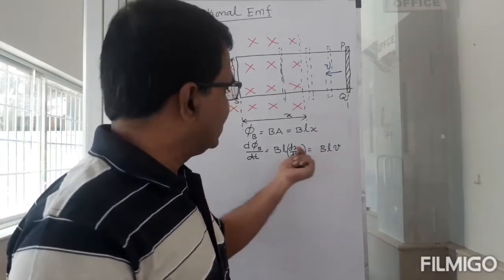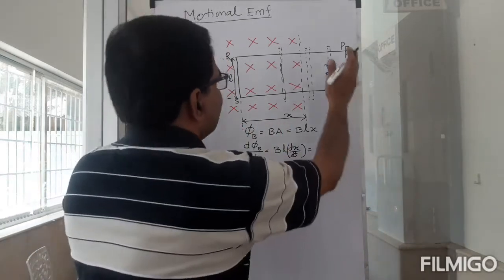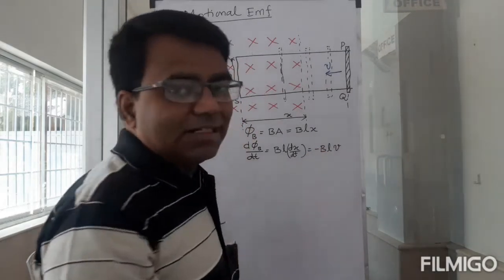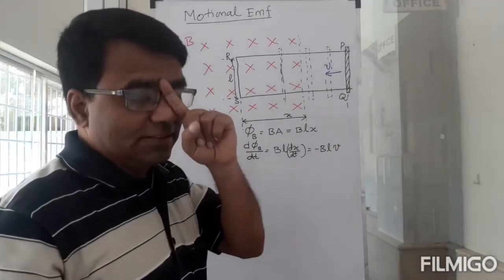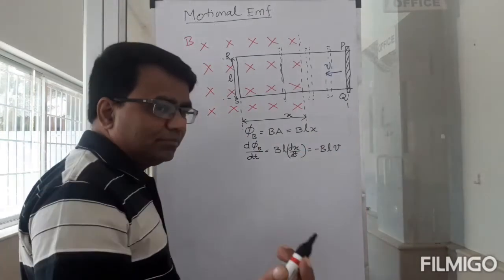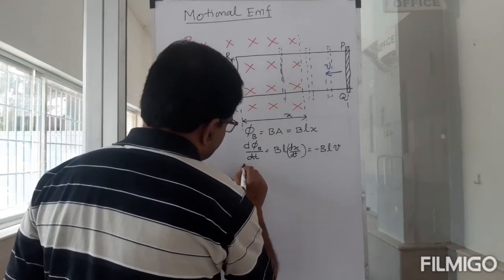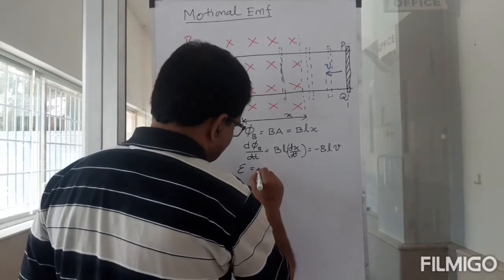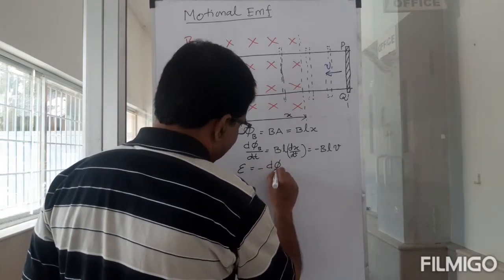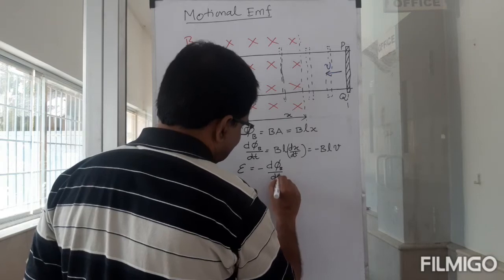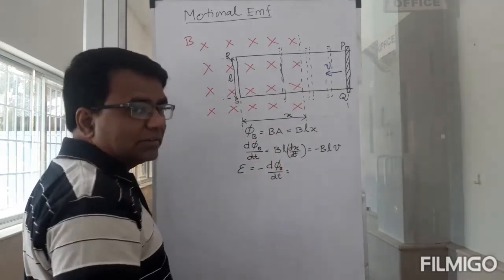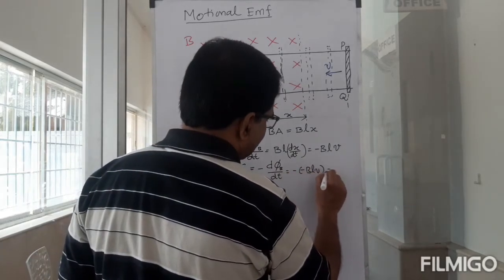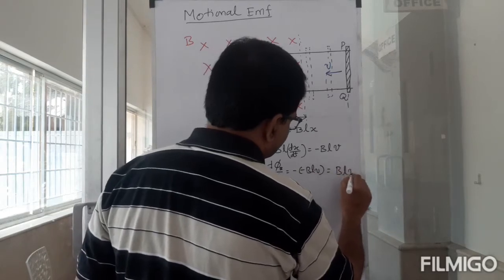So v will be a negative number because you see you are reducing it, coming closer. So this would be a negative number, minus BLv. That's my dΦ/dt. And what's my EMF? EMF generated is given by this expression. This is minus dΦB/dt, and that would be minus of minus BLv. So you are going to get a positive number, BLv.